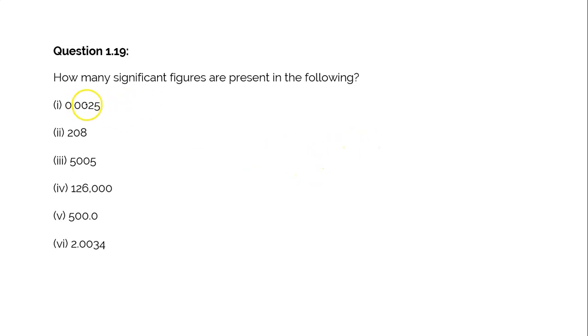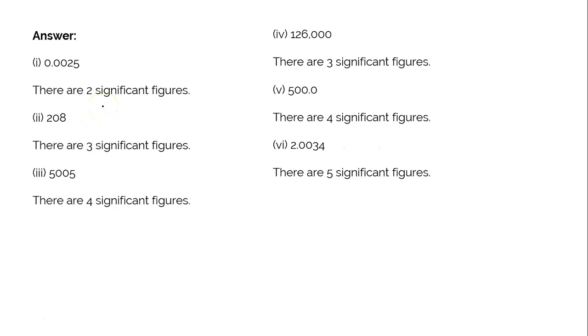So the first one, 0.0025. How many significant figures do I have? I just have 2 significant figures over here. The 0 which is present just before the point and the zeros present after the point are non-significant. Second figure, 208. If you have a 0 suspended between two other numbers, the 0 is also significant. So including that 0, I have 3 significant figures: 2, 0 and 8.